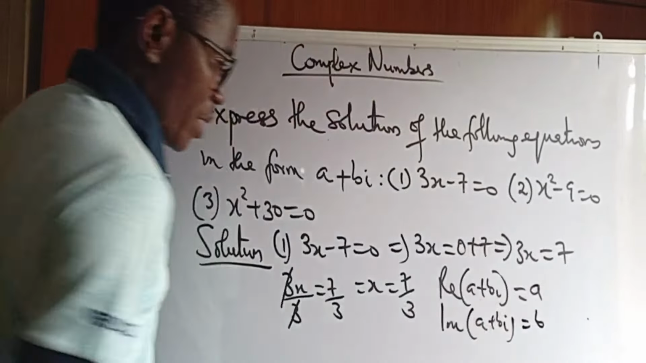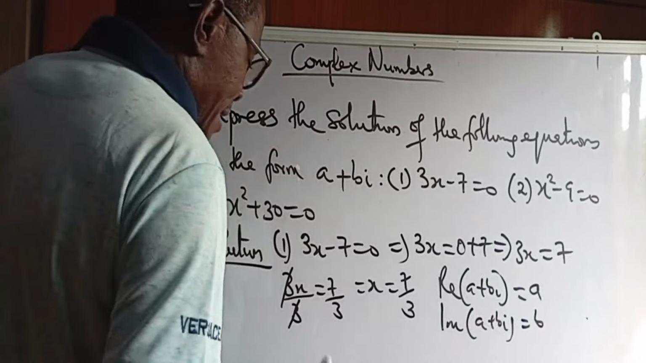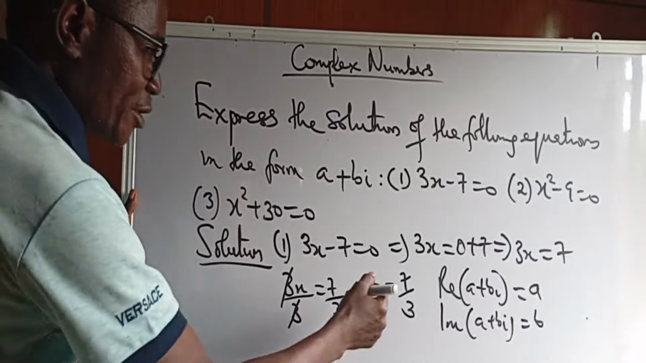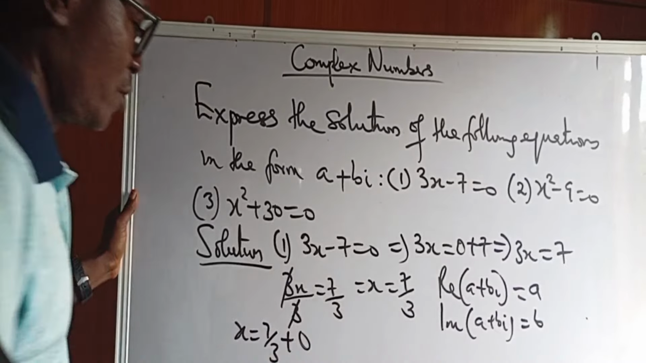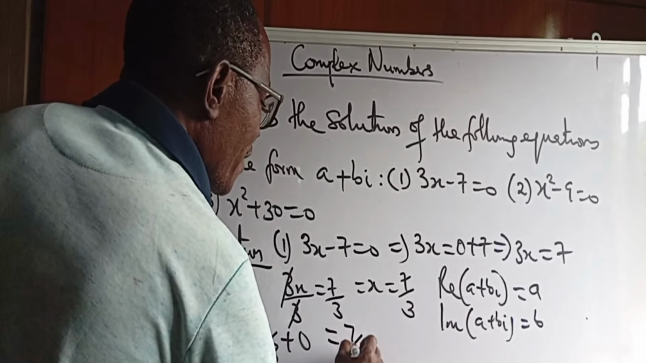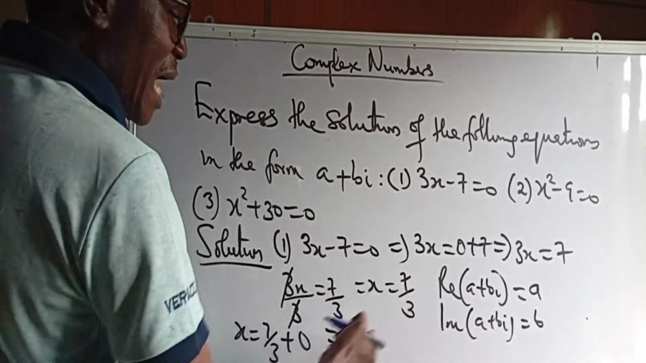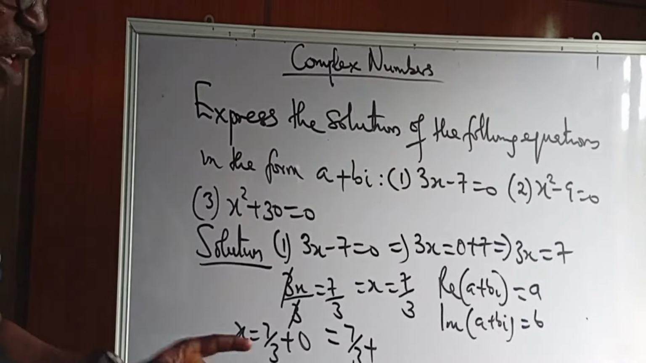Since 7 over 3 does not contain i, it's just a real number, a rational number, not an element with an imaginary component. So 7 over 3 can be written as 7 over 3 plus 0. 7 over 3 plus 0 is the same thing as 7 over 3. That means this particular answer, 7 over 3, does not have an imaginary part, because if it does, i will be there.